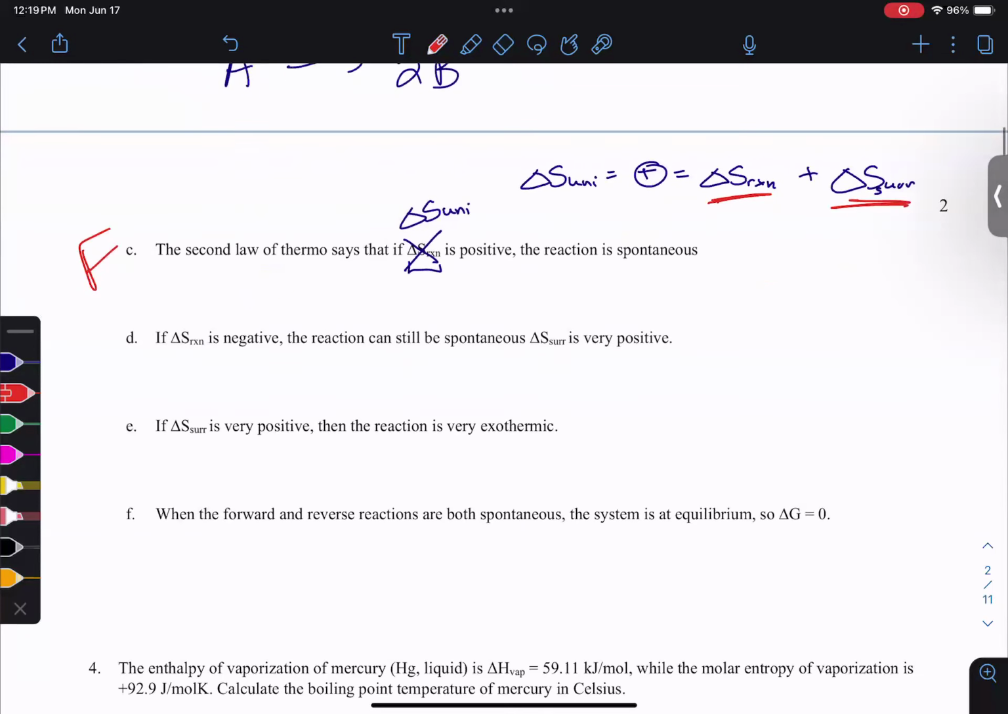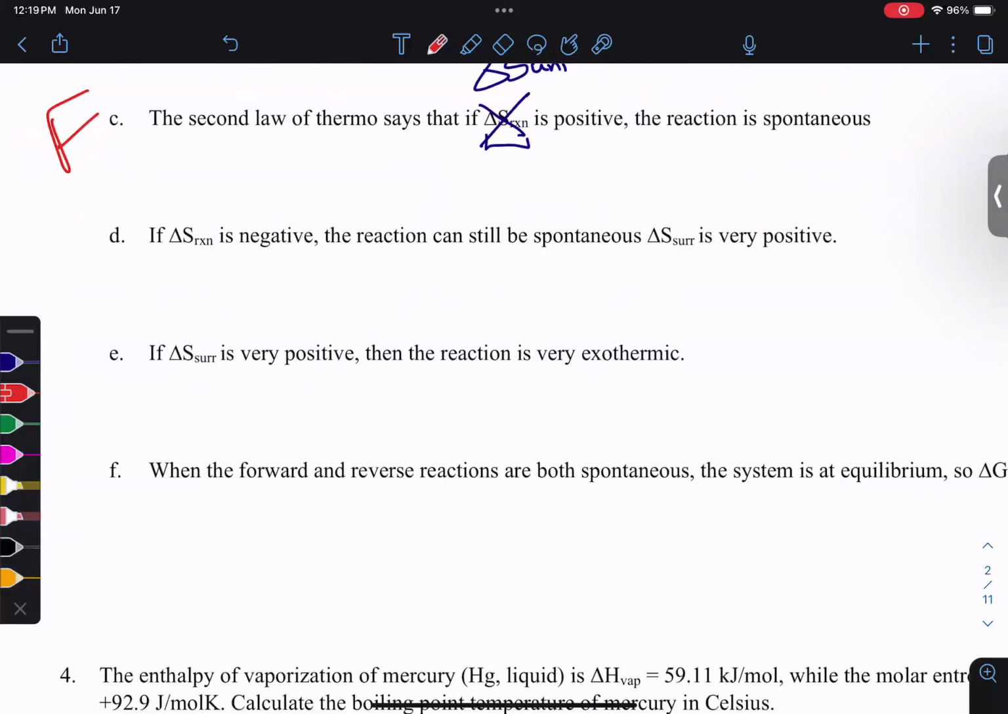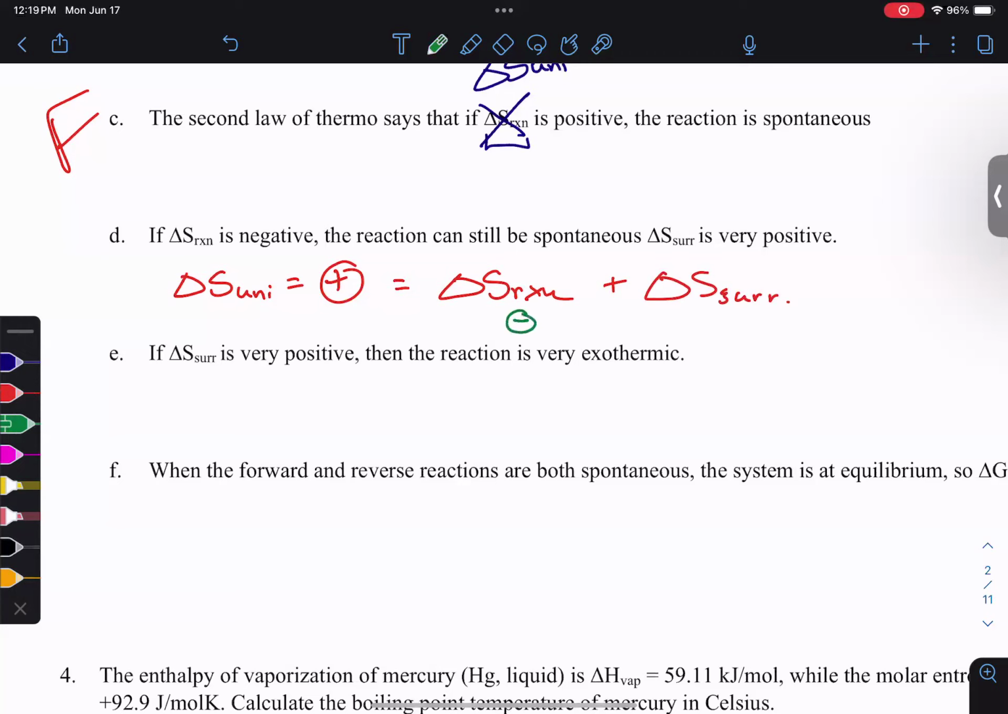Okay, if delta S of the reaction is negative, the reaction can still be spontaneous if delta S of the surroundings is very positive. So I think this is just what I just said. The second law says, okay, delta S of the universe must be positive, and that is equal to the reaction plus the surroundings. So this question is saying, okay, delta S of the reaction can be negative if the surroundings is very positive. So is D true or false? It is true, because a little negative number plus a big positive number will still get us a positive number to be spontaneous. This one is true, right?